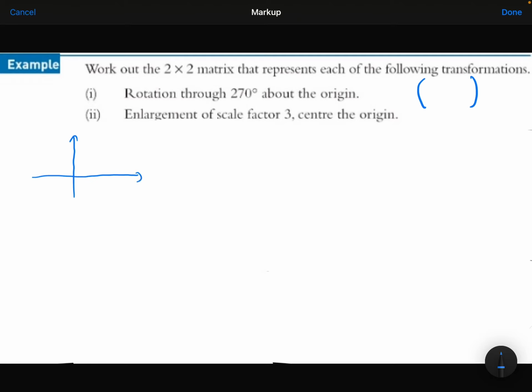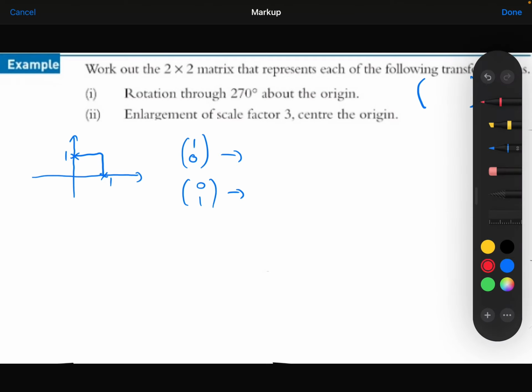So that is a square that looks like this, where this is the coordinate 1, 0, and this is the coordinate 0, 1. And I'm going to think about what happens to each of those coordinates under this transformation. So what happens to the coordinate 1, 0, and what happens to the coordinate 0, 1? Let's have a think about that under this transformation, a 270 degree rotation about the origin.